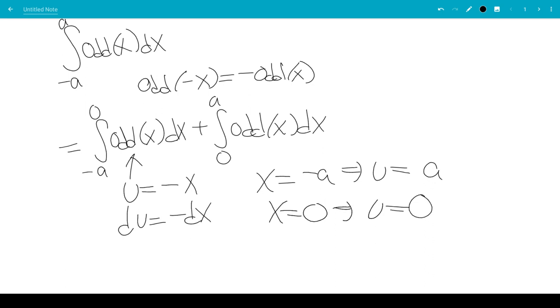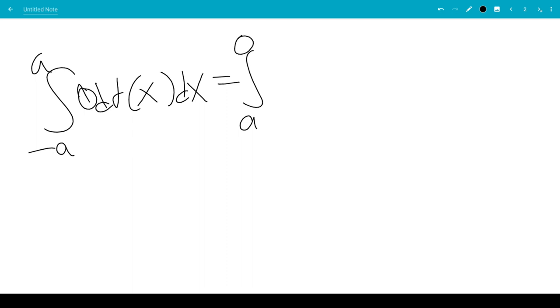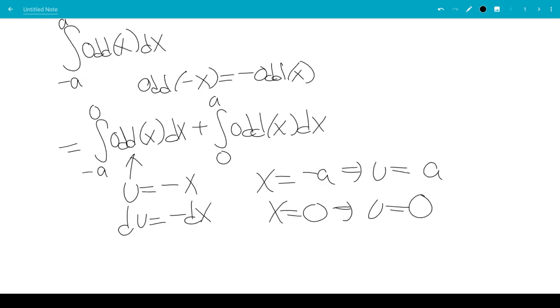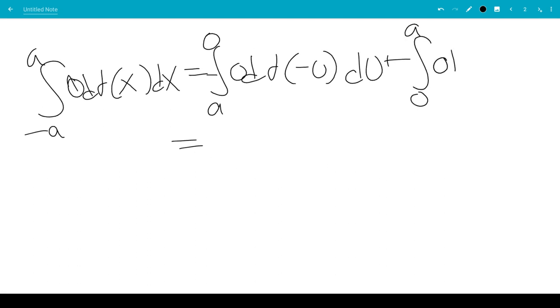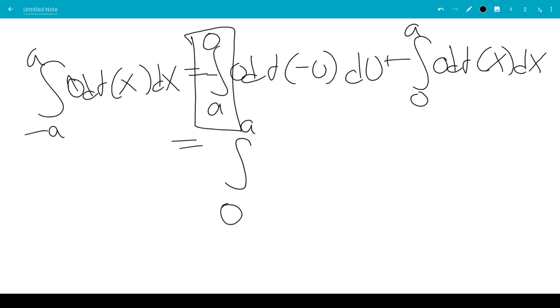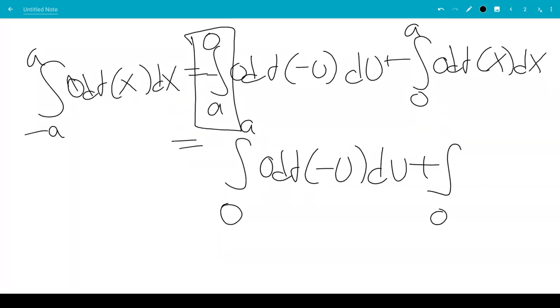So we have the integral from a to 0 of the odd function of negative u du times negative 1, plus the integral from 0 to a of the odd function of x dx. The negative will flip the order of this integral, so it'll be the integral from 0 to a of the odd function of negative u du plus the integral from 0 to a of the odd function of x dx.